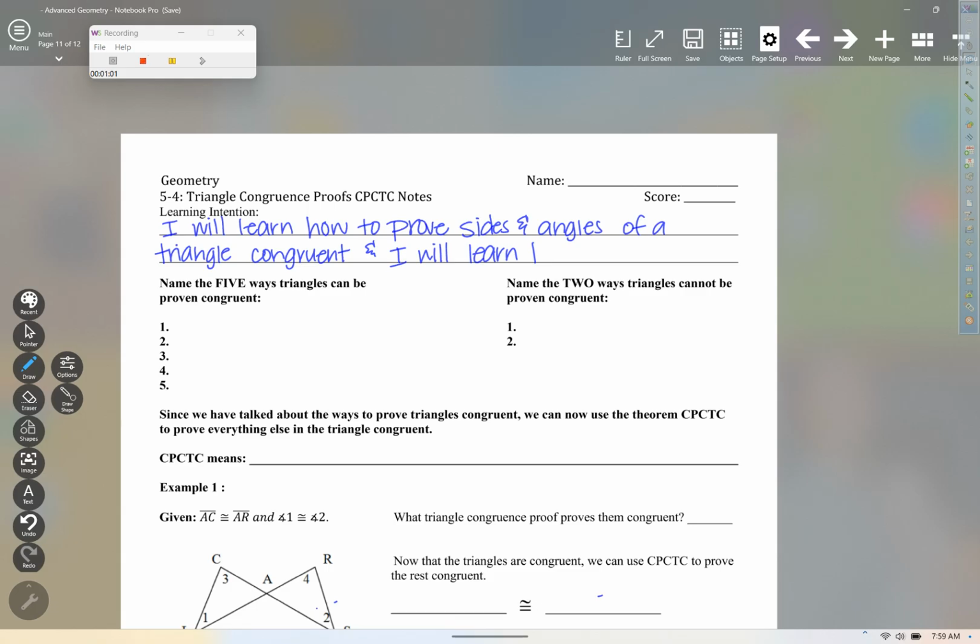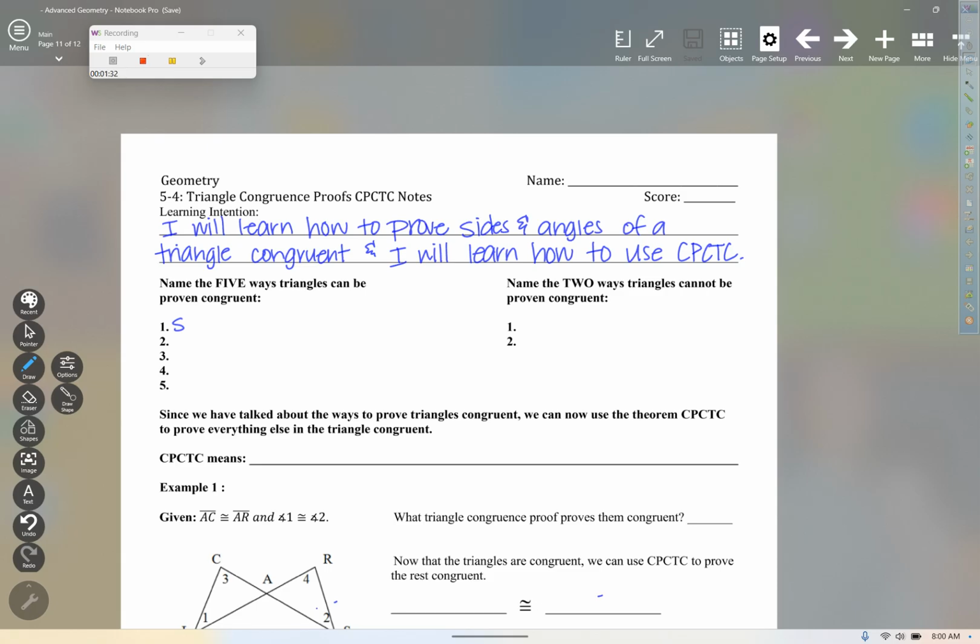Okay, just a reminder that we have named the 5 ways triangles can be proven congruent. So we have lots of options. If you remember, go ahead and pause this video really quick and try to fill that out by yourself. Otherwise, I'm going to continue on and give you the 5 ways. So side, side, side; side, angle, side; angle, angle, side; angle, side, angle; and hypotenuse leg.